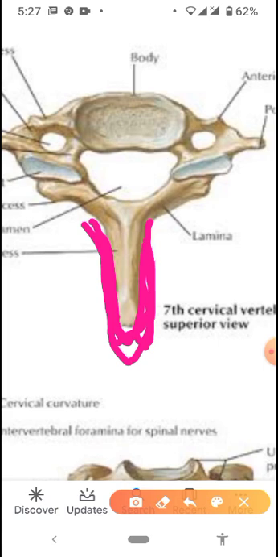Let me tell you about the body. As we have seen, the body was broad in all the other cervical vertebrae, but here the body is elongated, not as broad as we see in the typical cervical vertebra. So this is also an example.